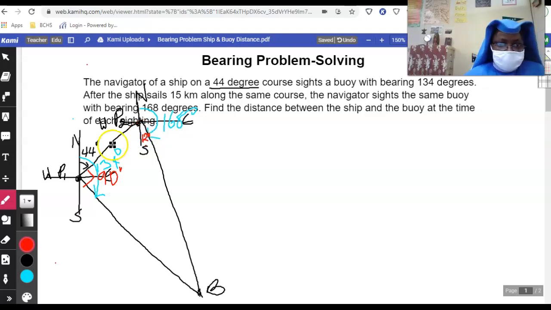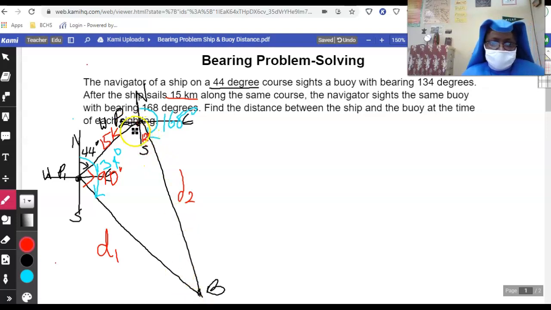All right, so we have the distance of 15 kilometers. So this is 15 kilometers, the distance from the first P1 to P2 where the ship had traveled. And now we have 90 degrees, this is the first, D1, the distance, and then D2, from the first place, P1 to the buoy, and then P2 to the buoy. Then we need an acute angle though. This is 12, but we need this whole angle here.